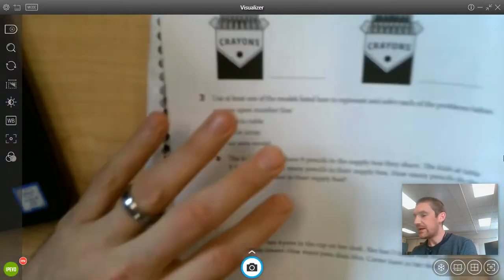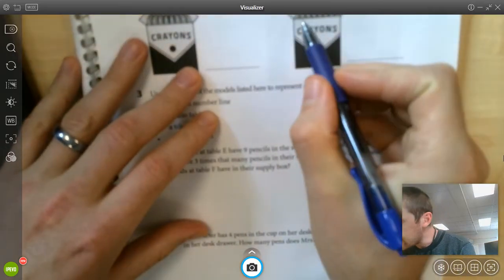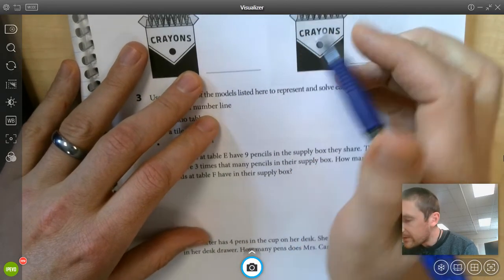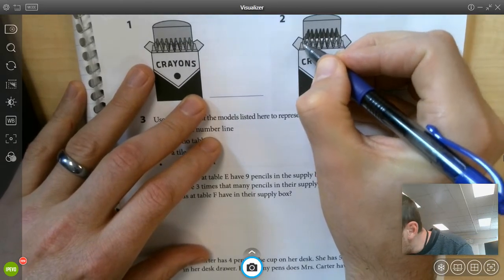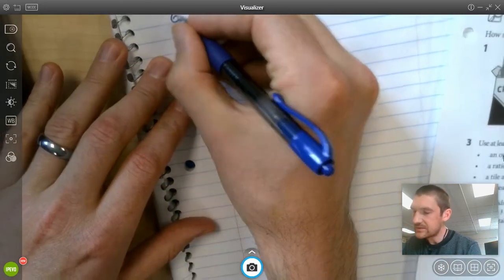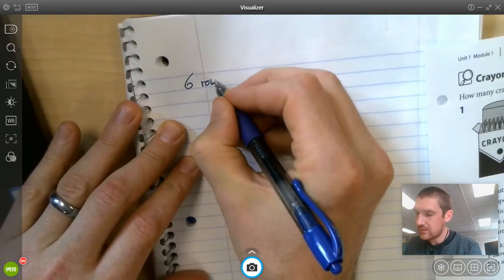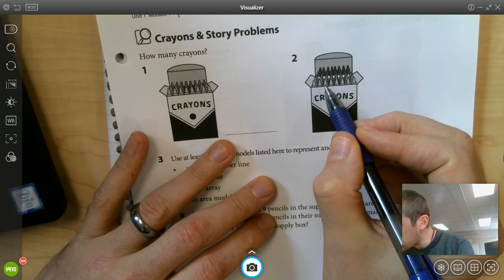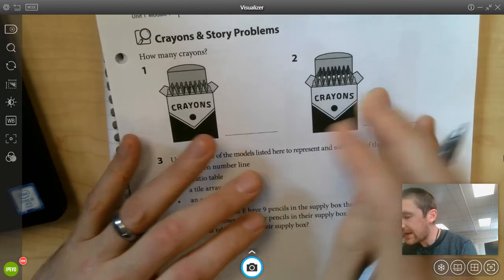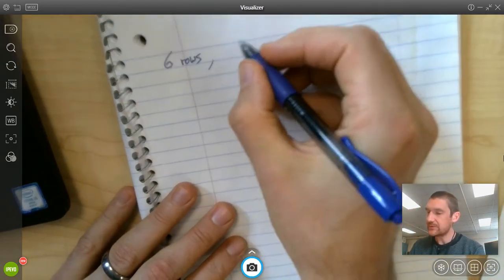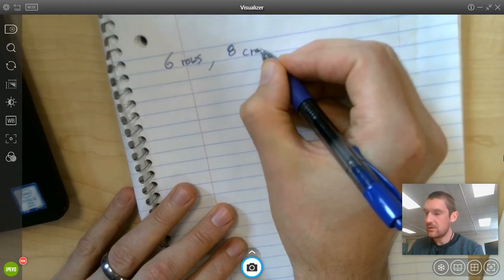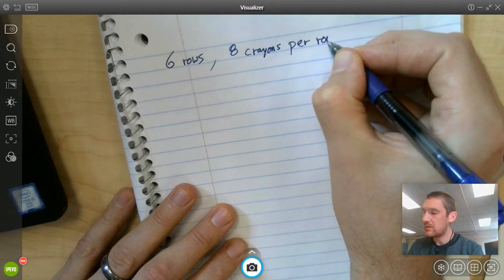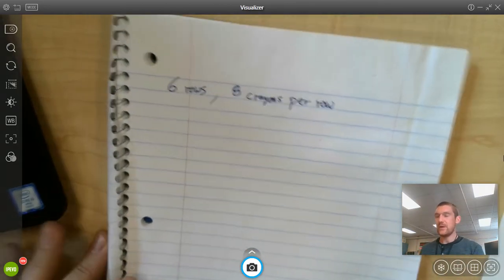All right. Next problem, problem 2. I see there are 1, 2, 3, 4, 5, 6 rows, and each row has 1, 2, 3, 4, 5, 6, 7, 8. 6 rows, 8 crayons per row. Okay, so let's see.